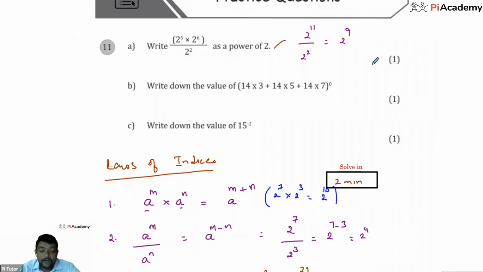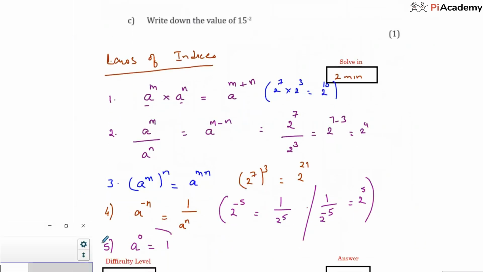Next, write down the value of 14 times 3 plus 14 times 5 plus 14 times 7, raised to 0. What is its value? Arya, what is its value? It should be 1. Anything raised to 0 is 1. Okay, anything raised to 0 is 1.